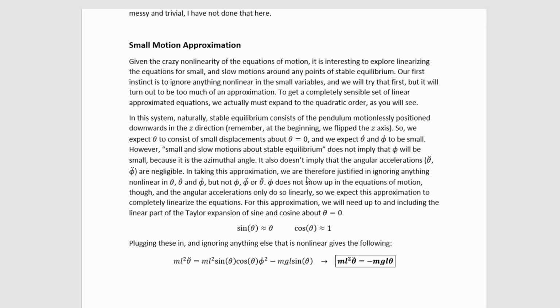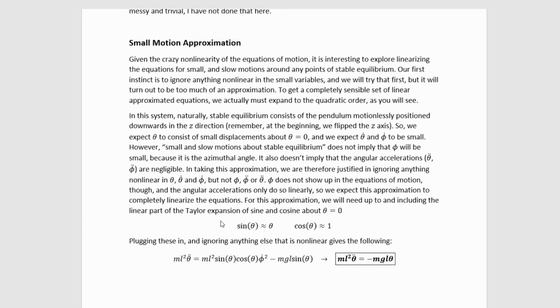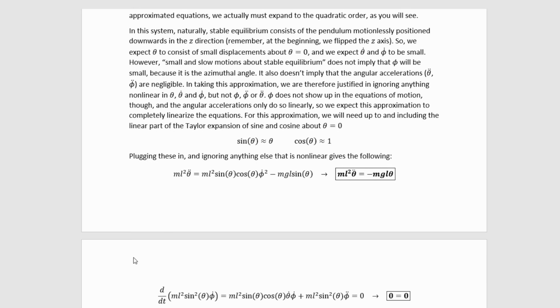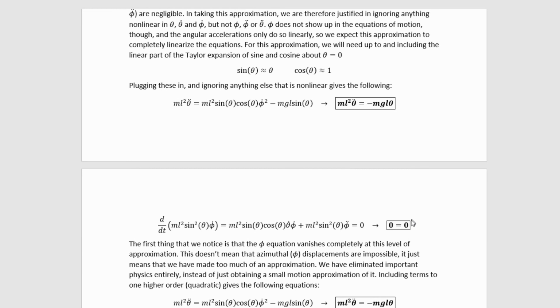It also doesn't imply that the accelerations are necessarily negligible. In taking this approximation, we are therefore justified in ignoring anything nonlinear in theta, theta dot, and phi dot, but not in phi, phi double dot, or theta double dot. Phi does not show up in the equations of motion, though, and the angular accelerations only do so linearly, so we expect this approximation to completely linearize the equations. For this approximation, we will need up to and including the linear part of the Taylor expansion of sine and cosine about theta equals 0, which is these. Plugging these in and ignoring anything that is nonlinear gives these two equations.